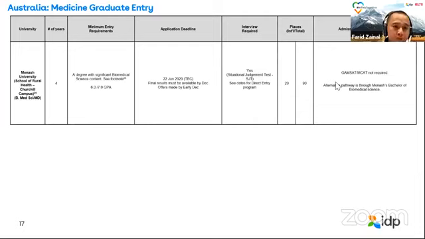Last but not least, of course, we have Monash University, right? They do offer the 4-year Doctor of Medicine. They do require a degree with significant biomedical science content and a GPA of minimally 6 out of 7. The deadline usually falls somewhere in the middle of the year, and they do a situational judgment test in place of the GAMSAT or MCAT. Yes, there is one university that does not take in the GAMSAT or MCAT results.